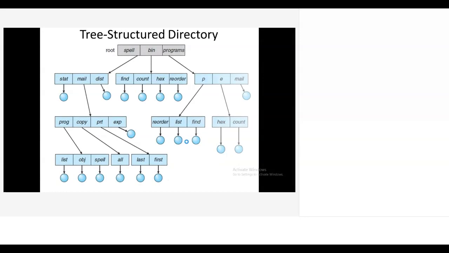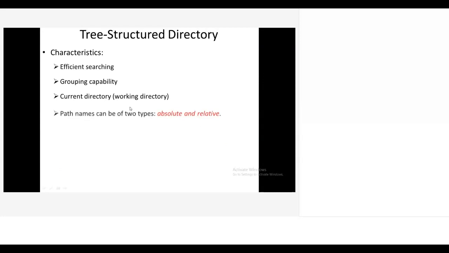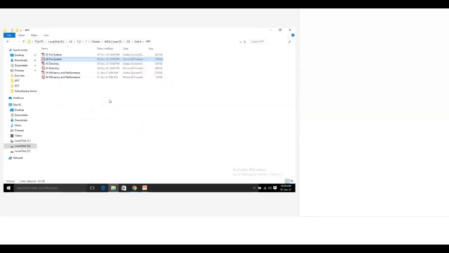Okay. So what are the characteristics of the tree structure directory? Efficient searching, grouping capabilities, current directory, working directory. Can you tell me the difference between the working directory and the root directory? Sir, the working directory is the directory in which we have opened our PPT, and the root directory is... So just tell me what is the working directory right now in front of you. PPT is the working directory. Exactly. And your root directory is This PC.